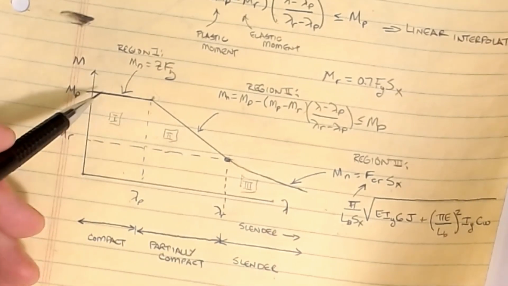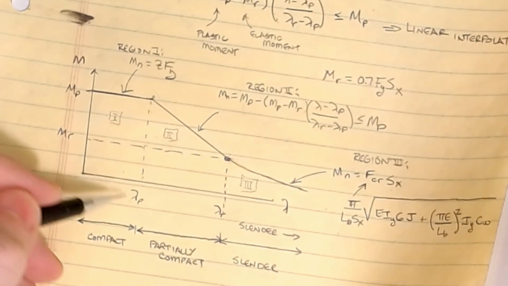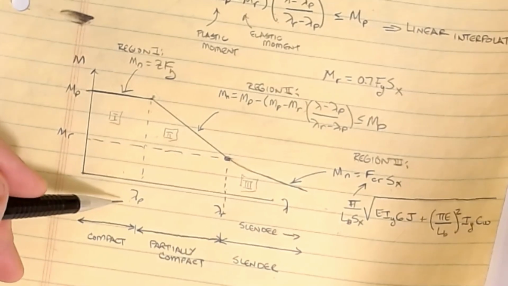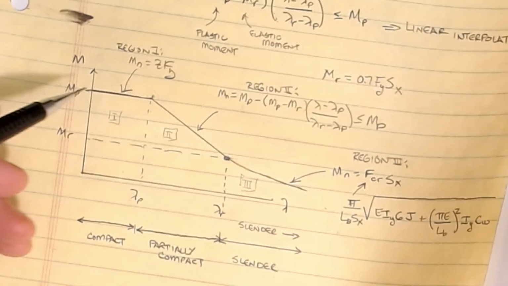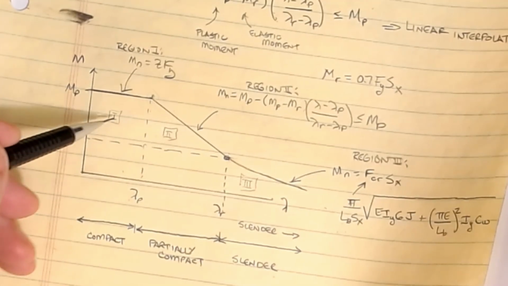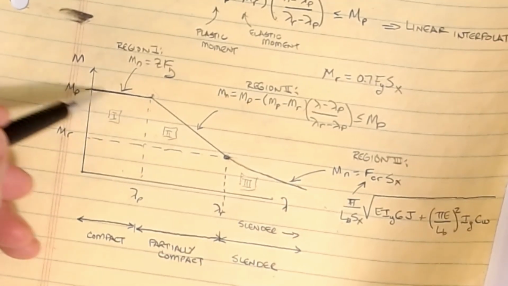Okay, so if we look at this, the criteria for this is that lambda has to be less than lambda p. And that's for both the web and the flanges. You have to check both. Okay, and so that's where we're looking. And so we're going to assume right now that we're in region 1, and we're going to try to size our beam to hopefully stay within that region.